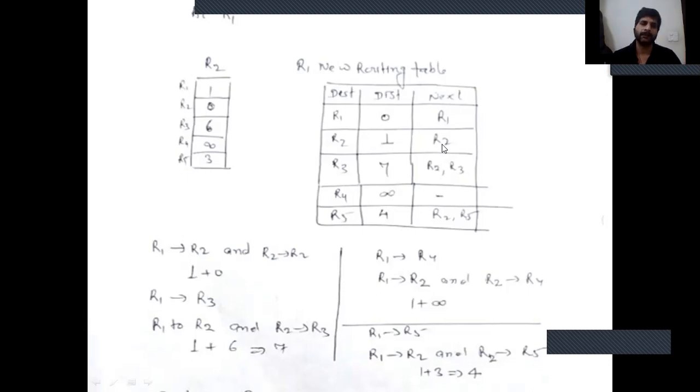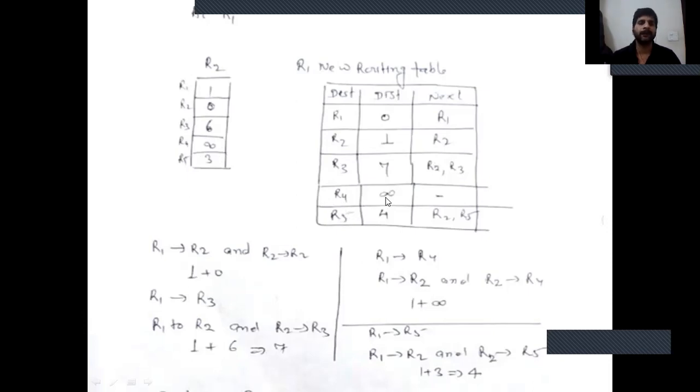Next, R1 to R3, there is no direct path, so use the neighbor R2 and follow the via route R2. R2 to R3 distance is 6 and R1 to R2 distance is 1, so 6 plus 1 equals 7, as we follow the R3 route via R2. Now next R1 to R4, but R4 is undefined, no direct path, so R1 to R4 goes via R2 to R4.